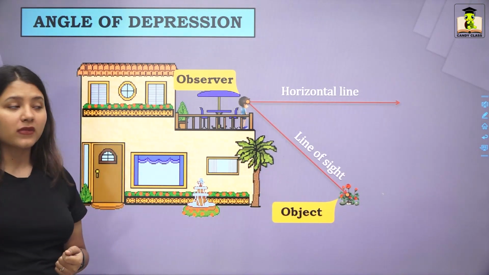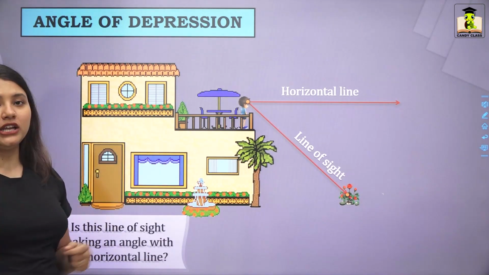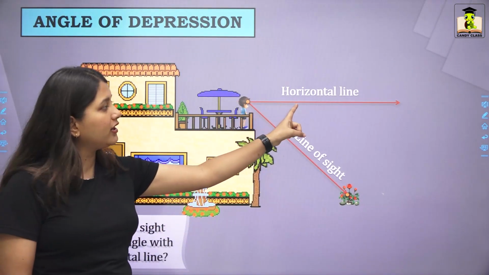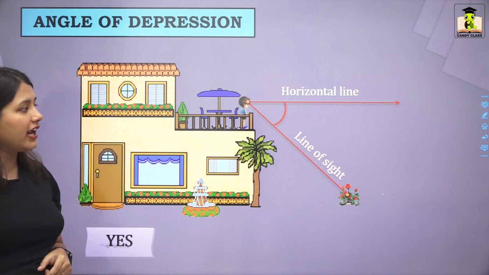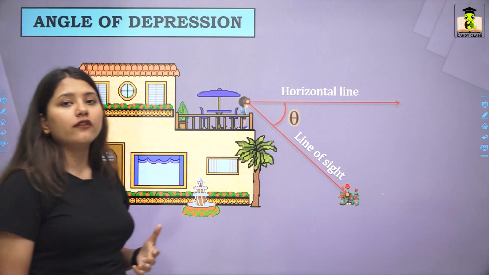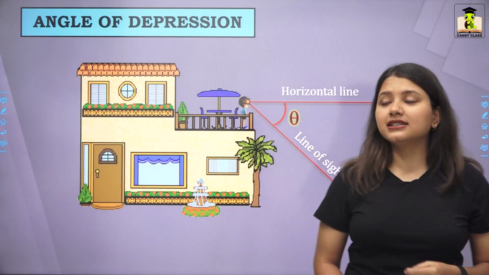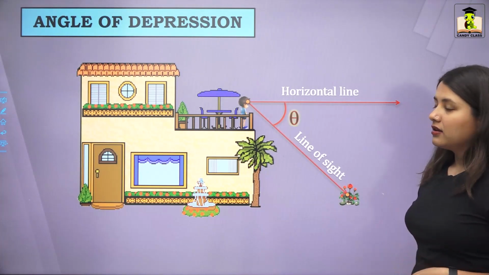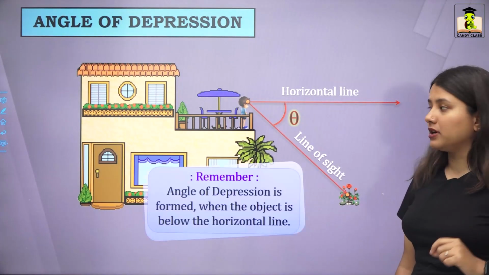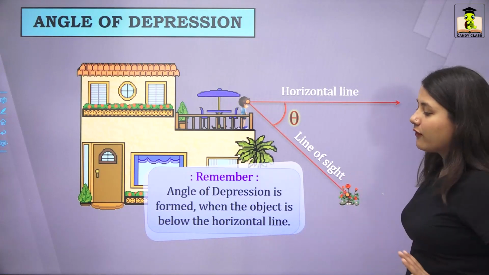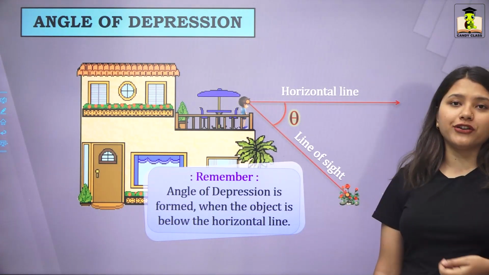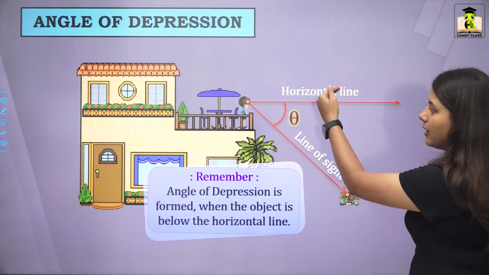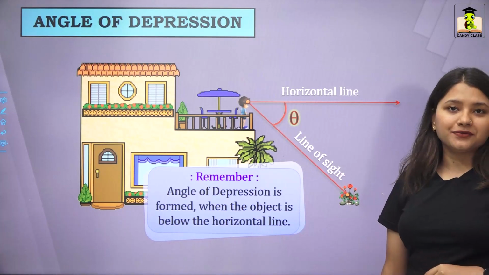We already know. And the angle between the horizontal line and the line of sight, you can see that there is an angle between the horizontal line and the line of sight, is known as the angle of depression. And one thing we need to remember in this case, angle of depression is formed when the object is below the horizontal line. In this case, you can see the object, the flowers, is below the horizontal line.